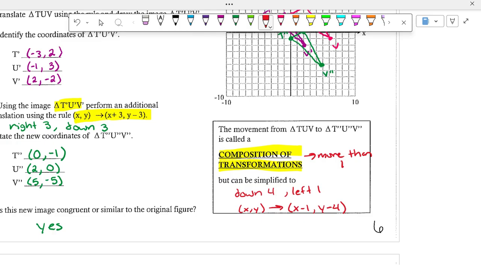So if we get later in the unit, we will do more composition of transformations. And again, all composition means is you did more than one transformation. You did one transformation, and then you took that transformation and did another transformation to it. Any questions on the lessons from today?